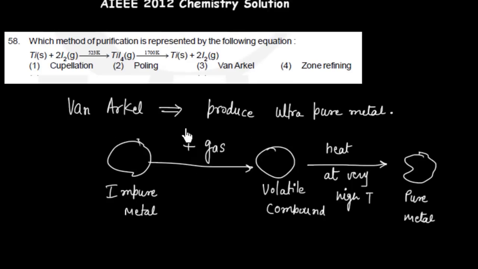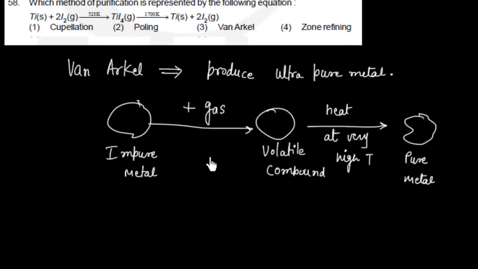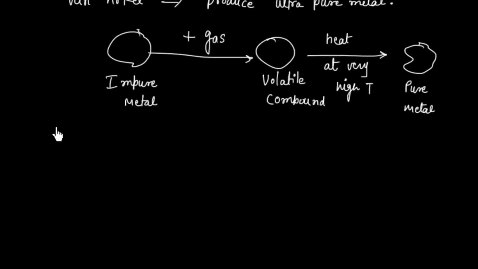Are you getting it? Now in this case, we have metal, which is impure. Now react with iodine, this gives TiI4, which is a volatile compound, a gas. Now with further heating, I can get titanium, which is a solid, and this can be easily separated. So this process is called the Van Arkel process. So option 3 is the right answer in this case. That is the Van Arkel process.